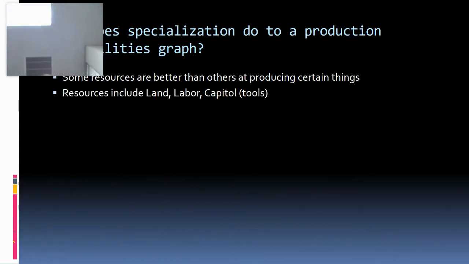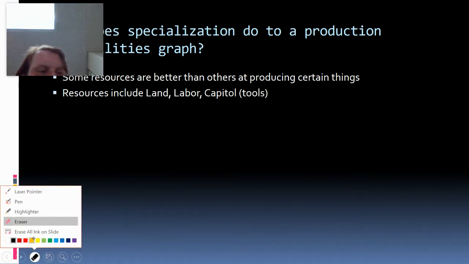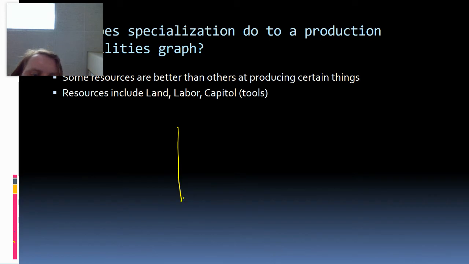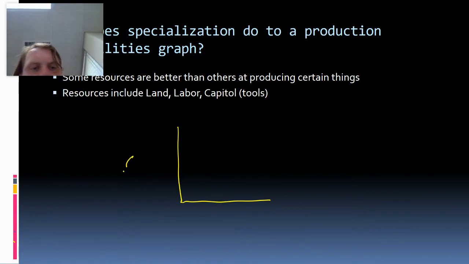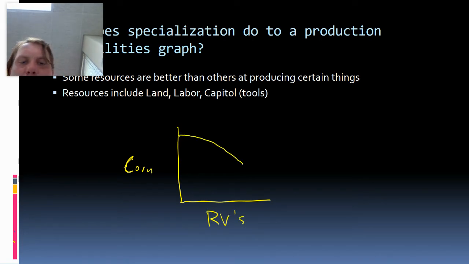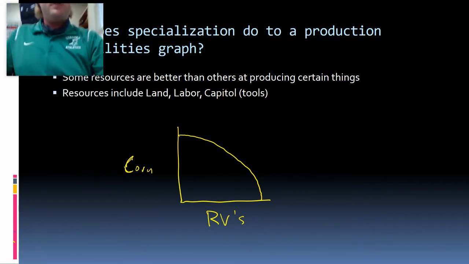If we were to draw that on a graph here, same thing. We're going to start with our axes. I used the example of corn and RVs. Well, if we can let people specialize, we actually can get what we can refer to as a bow in our production possibilities curve. And the reason that bow exists again is because of specialization.